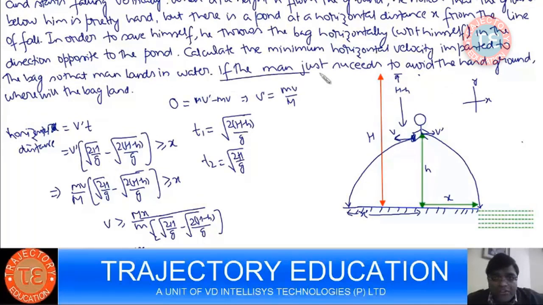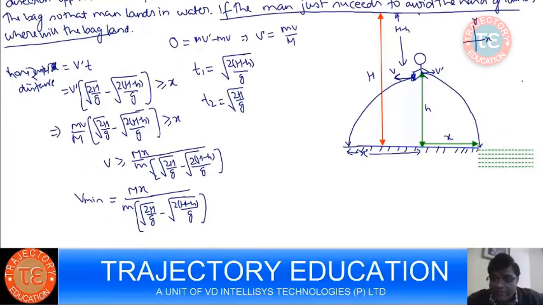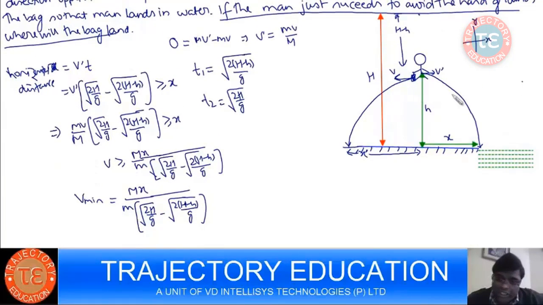Now the question says if the man just succeeds to avoid the hard ground, it means the man is given this velocity only, so that he has just succeeded. Now the question says where should the bag land? Again, initially the bag and man were together, so the center of mass was over here. Now when the man is throwing the bag, the net external force on the system is, earlier also it was M plus m g, and now also it is M plus m g.